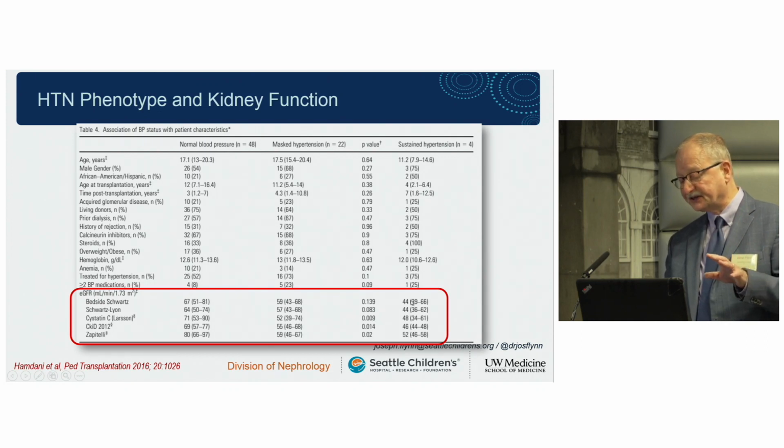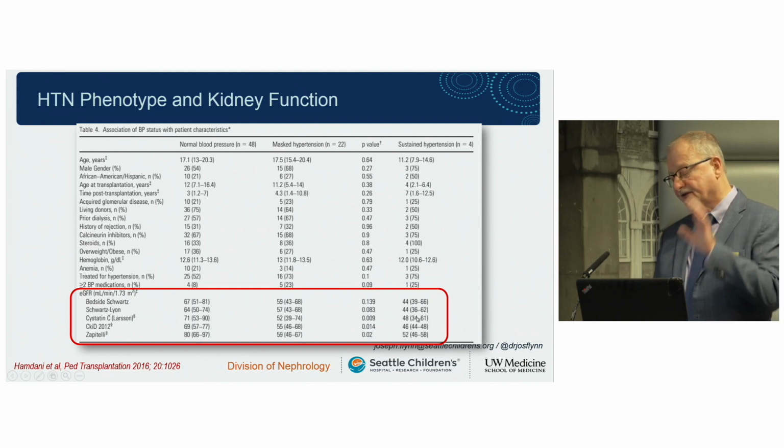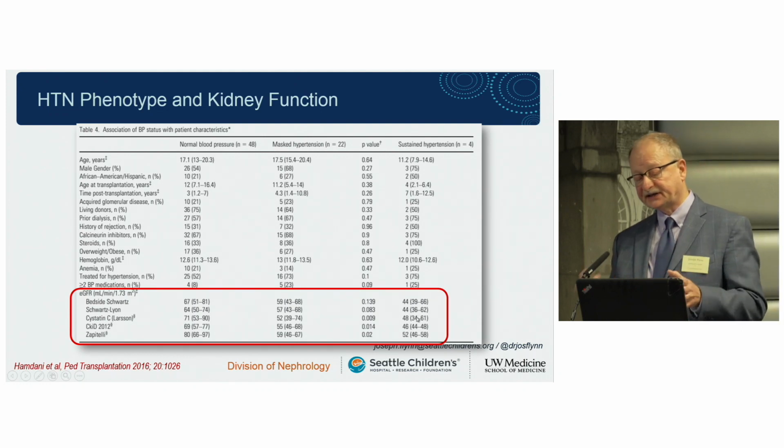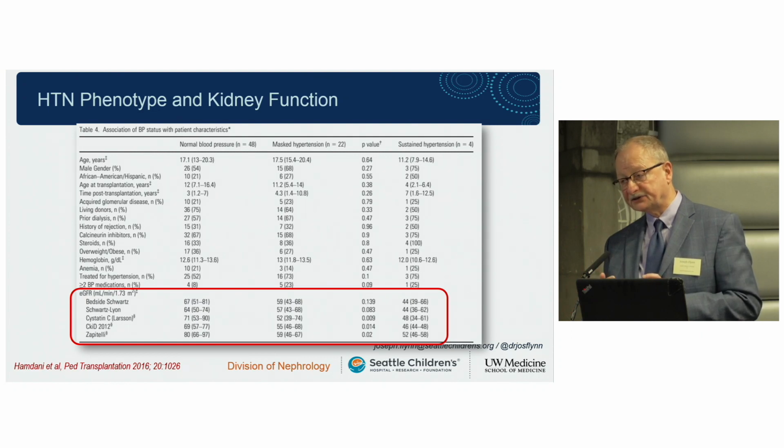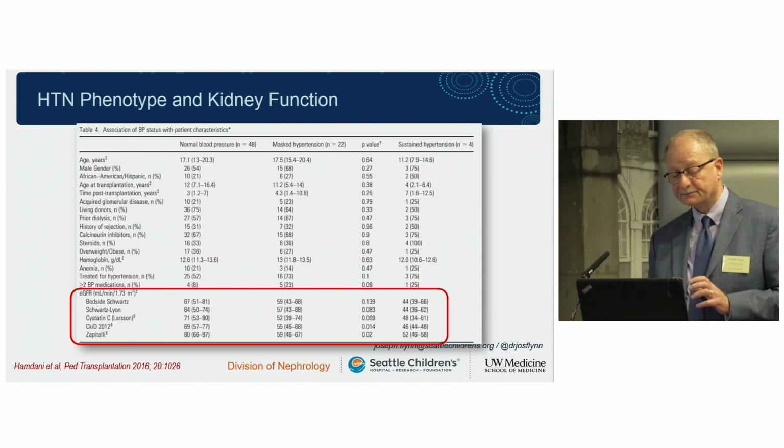And the sustained hypertension group was even lower, though they didn't do any statistics because they had such a small number of patients with ambulatory hypertension. So this shows that patients who have masked hypertension on ABPM actually have impaired kidney function compared to patients whose blood pressure is normal on ABPM.